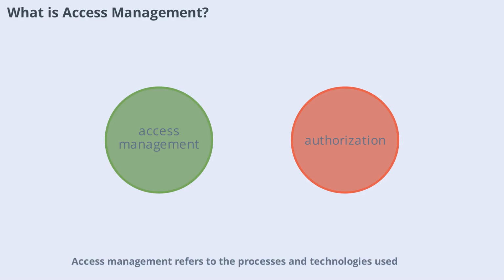Access management refers to the processes and technologies used to control who can access specific resources within an organization. It's about ensuring that only authorized individuals can view or modify sensitive information. By implementing strong access management, organizations can protect their data, comply with regulations, and reduce the risk of security breaches.